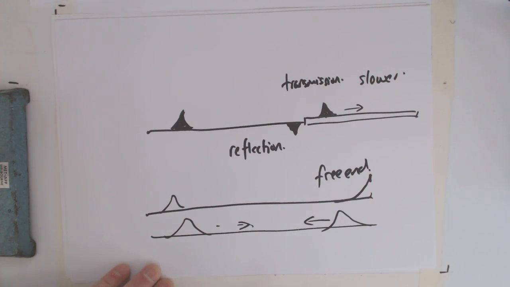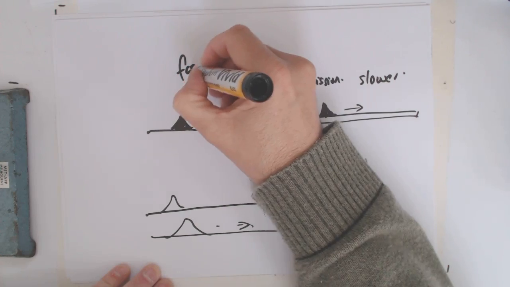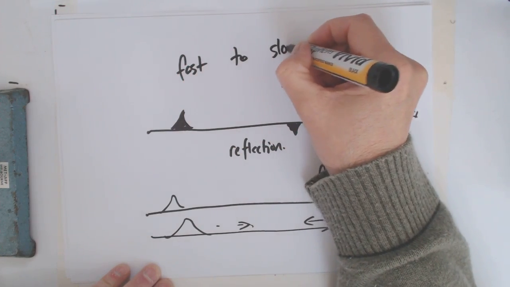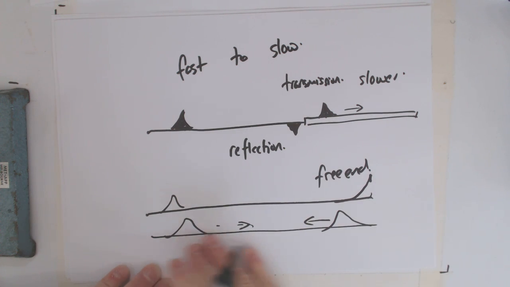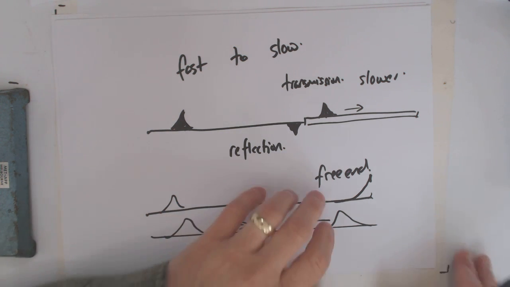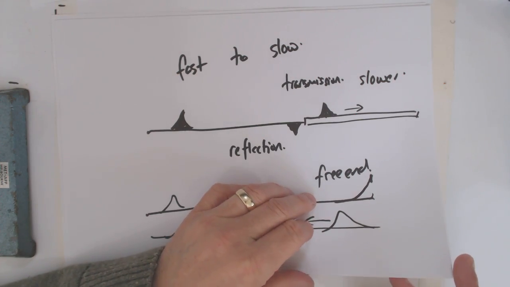This one up here that we already looked at was fast to slow. So that's like the refractive index on this side getting bigger. This is just free end behavior. So these two are going to superimpose on each other, or superposition, and we're going to get increased amplitudes when they cross, twice the amplitude. So that's constructive interference.